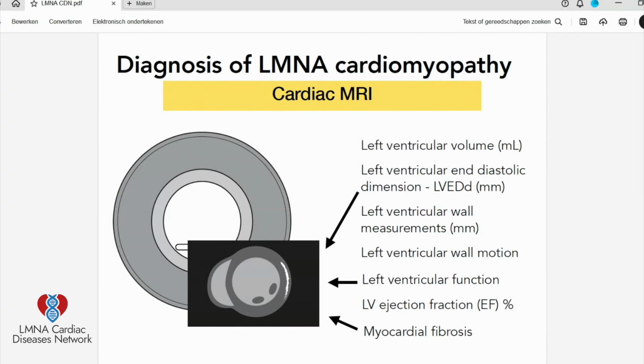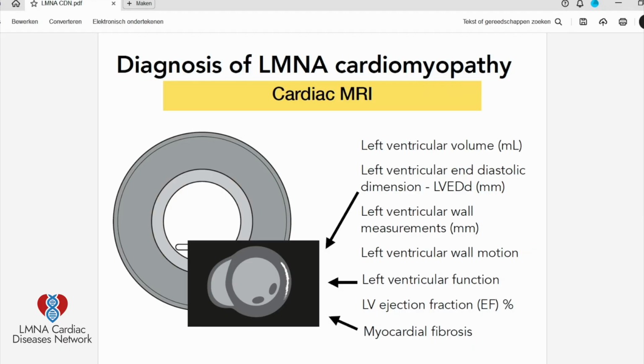The MRI tells us a lot of that information. It's often slightly more accurate because we're looking at the heart in 3 dimensions. And of course, the heart is a 3-dimensional structure. So it does tell us all these things as well. It tells us about left ventricular ejection fraction, wall motion.